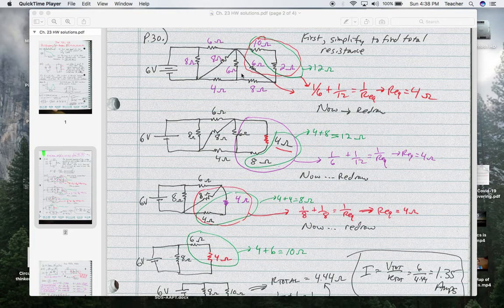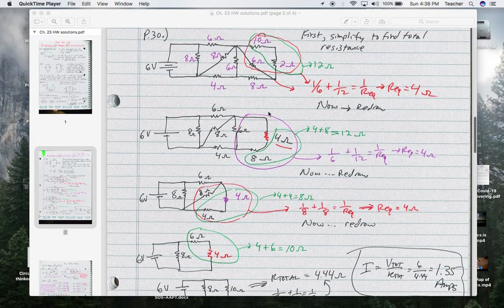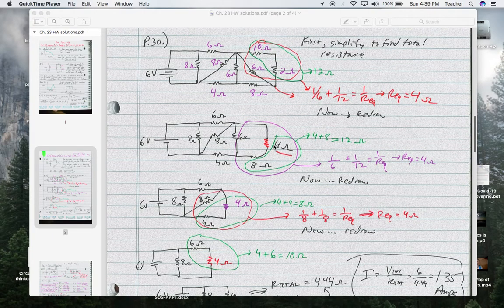You might say, well, why didn't I take these two into account? Well, the problem is how do I do that? Is this in series with this? Is it in series with this? Until I redraw it, it's hard for me to see. So when I redraw all this outer stuff as a 4 ohm resistor here, now I can see that this 8 ohms is in series with all of that.